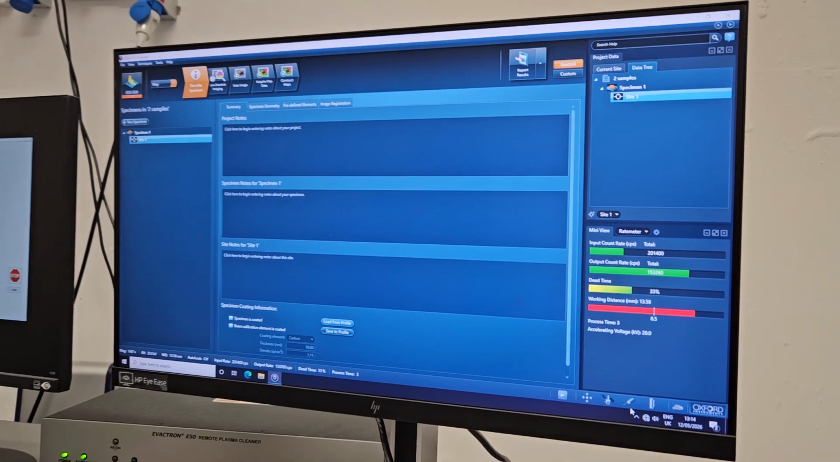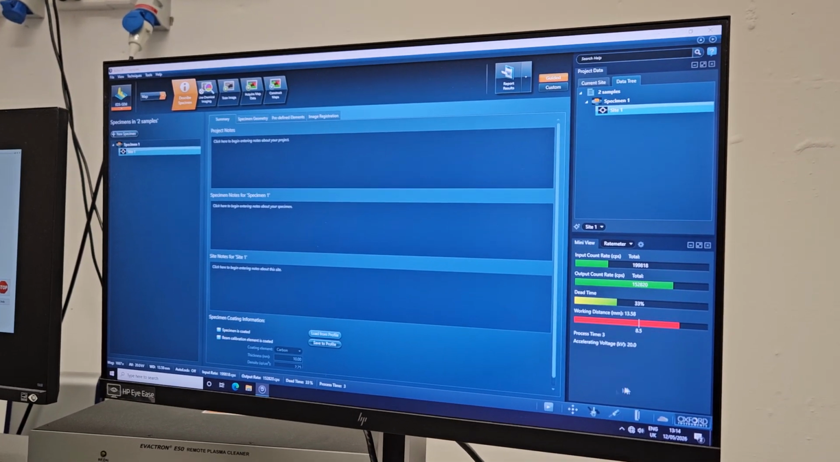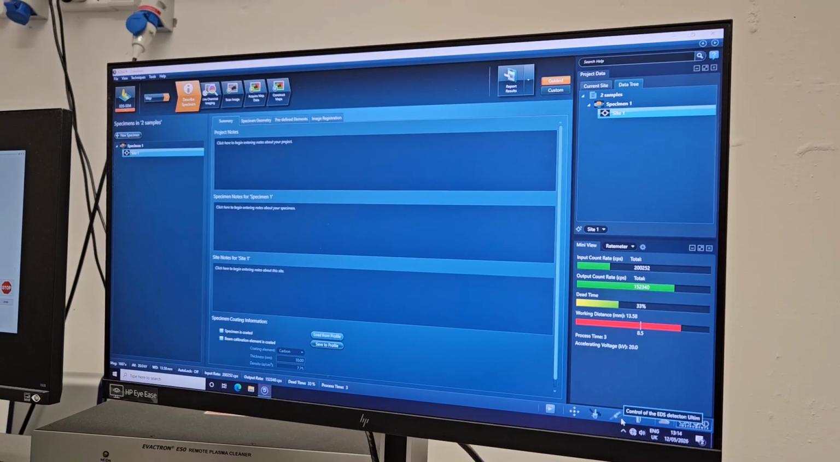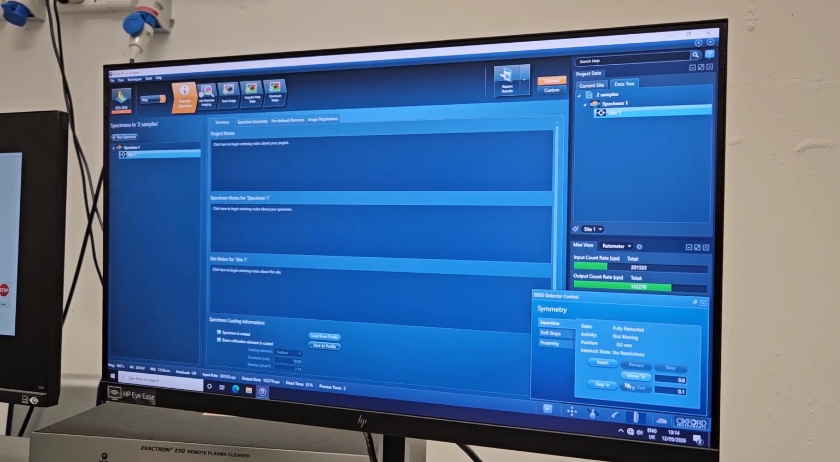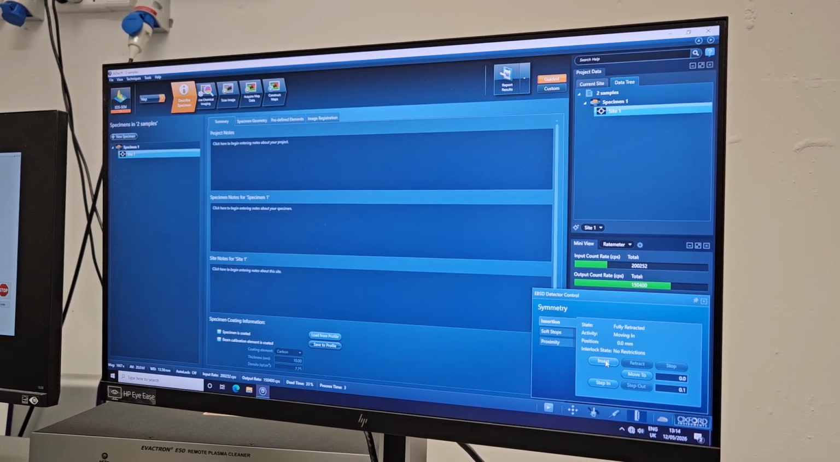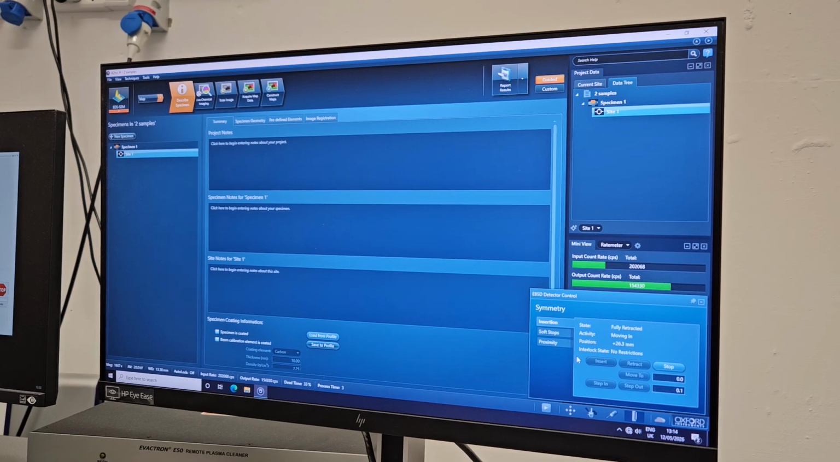This is EDS. Well, it doesn't matter. First, we need to insert the detector. So the insertion goes in 2 steps.